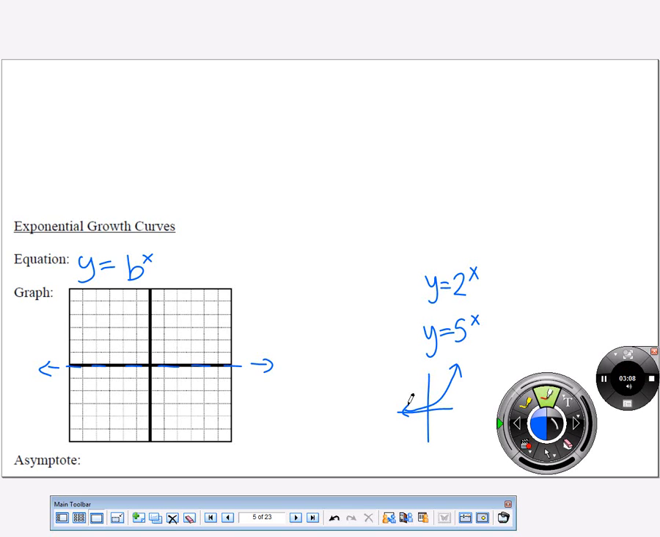I get 1. So the one consistent point that all my parent functions will have is that when I plug in 0, I get 1, because anything to the power of 0 is 1. So when I plug in 0, I get 1. That's a point on my graph. Okay? So the parent functions for exponential growth, they're just going to go like that.